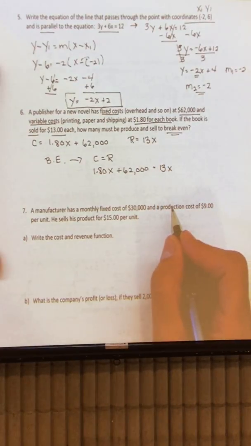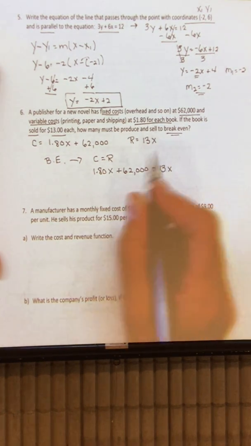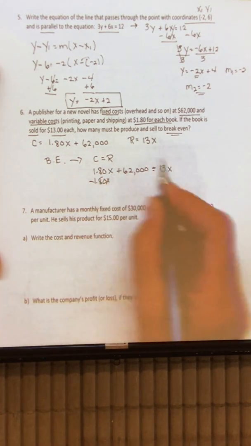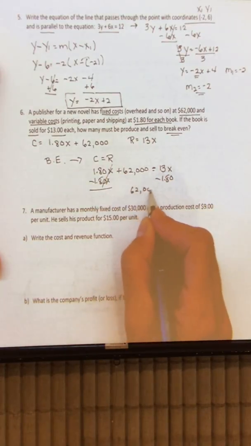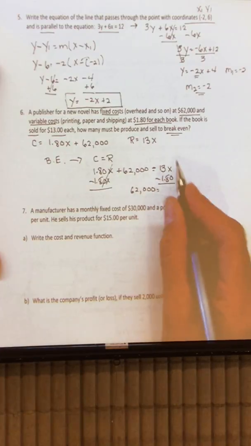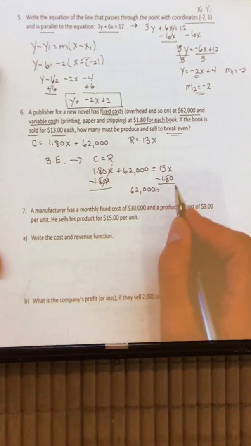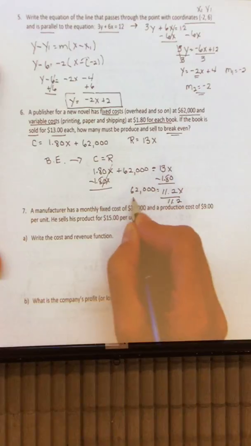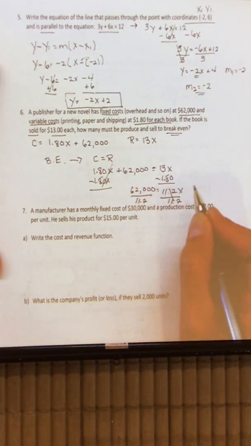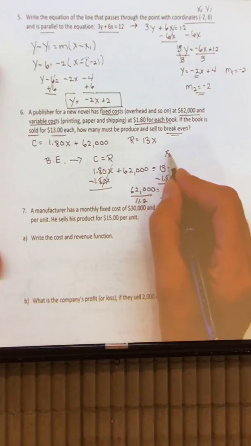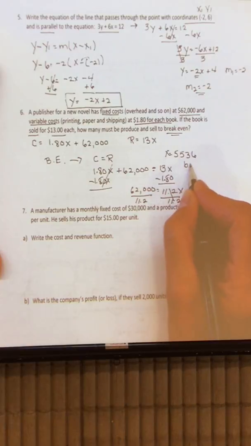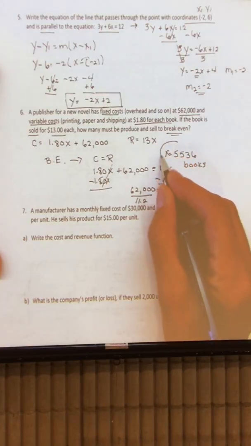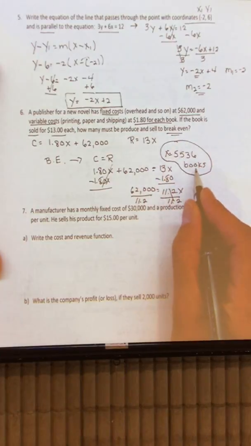And now solving for x, we subtract 1.80x from both sides. So 62,000 equals 13x minus 1.80x, which is 11.2x. Dividing both sides by 11.2, we have x is equal to 5,536. So 5,536 books need to be sold and produced in order to break even.